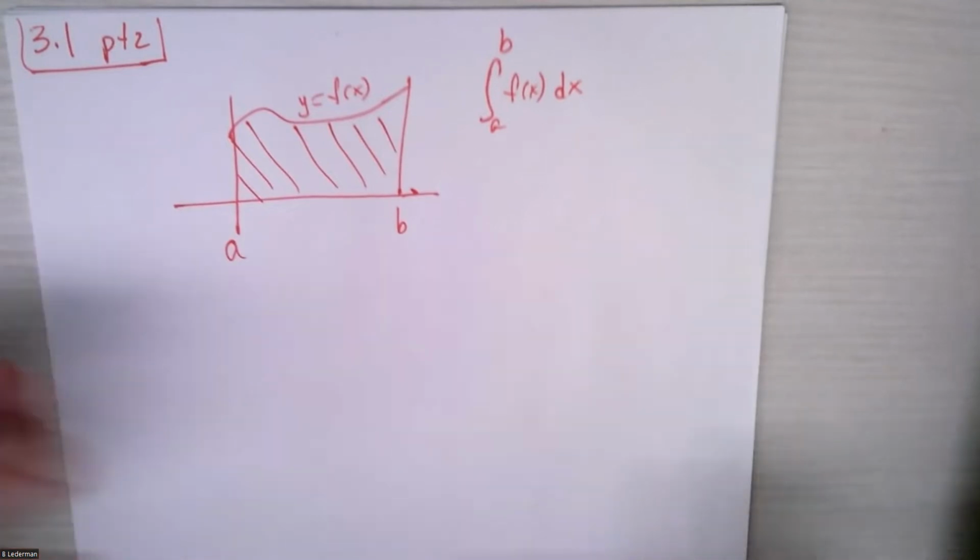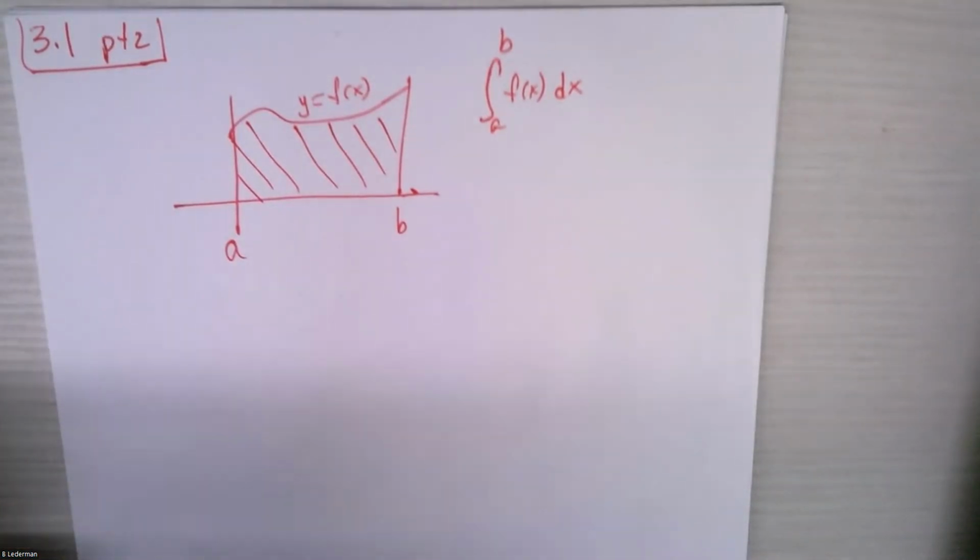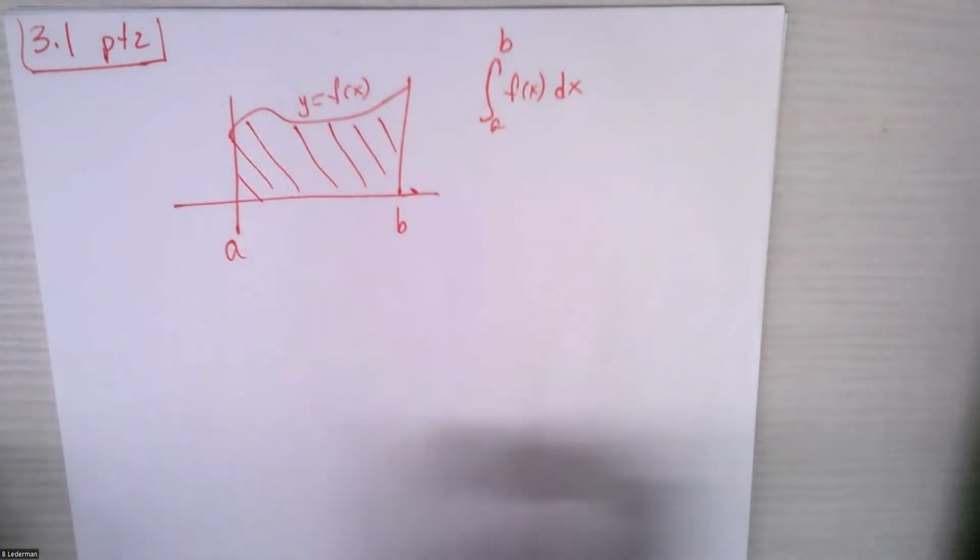And why am I saying kind of represents? Because the dx becomes infinitesimally small. So it's very teensy.